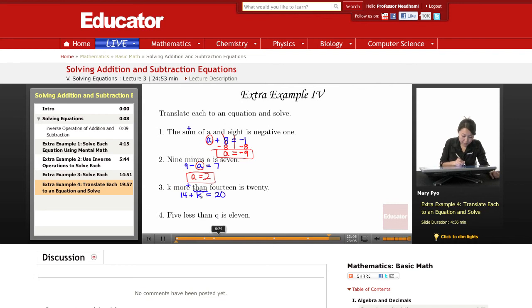Okay, again, you're solving for k. You can just do this in your head. You know that 14 plus 6 more is going to give you 20. So you can say k equals 6. Or if you want, you can just practice doing the inverse operation. You're going to subtract 14 because this is a positive 14. Whatever you do to one side, you have to do to the other side. 14 goes away. K is left by itself, which is what you want, equals 6.